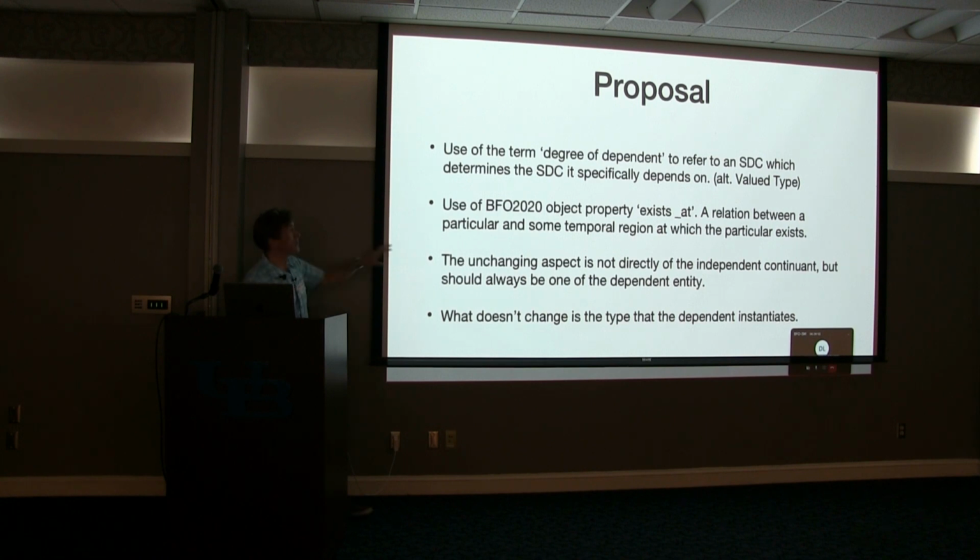This solution would also require using BFO 2020's object property exists at, which is a relation between a particular and some temporal region at which the particular exists. So I'm contending that this unchanging aspect is not directly of the independent continuant, of course, but it should always be one of the dependent entity. It's an unchanging aspect of the dependent entity. And what doesn't change is the type of that dependent. That's what we mean.